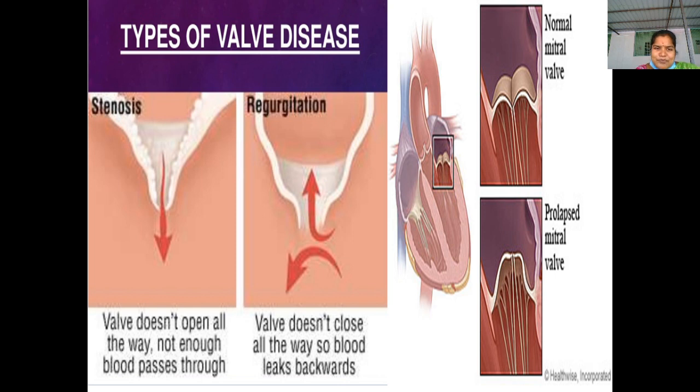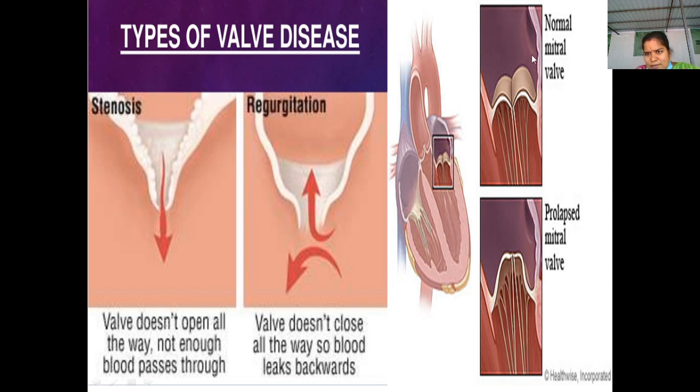Types of valve disease: mostly prolapse, stenosis, and regurgitation. What does stenosis look like? The valve does not open all the way, so not enough blood passes through. In regurgitation, the valve does not close, so there is backflow of blood.